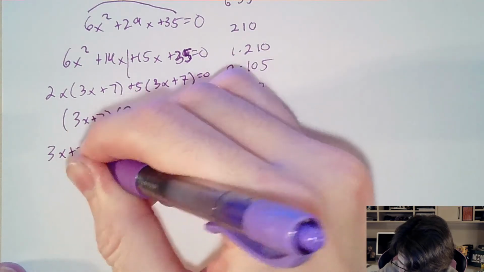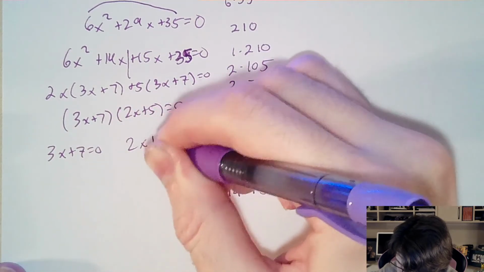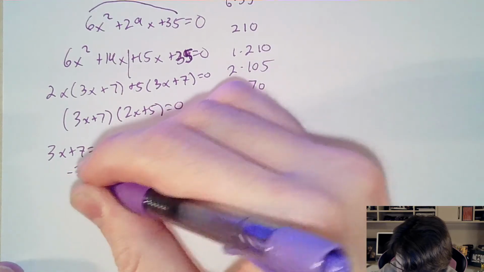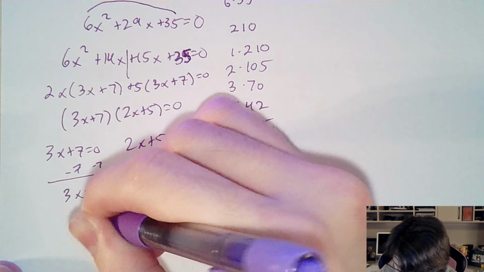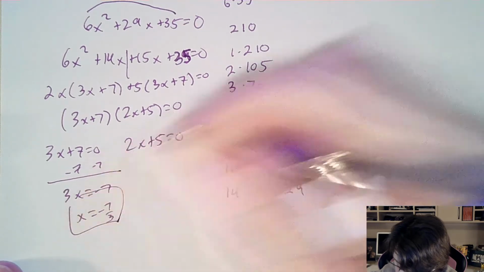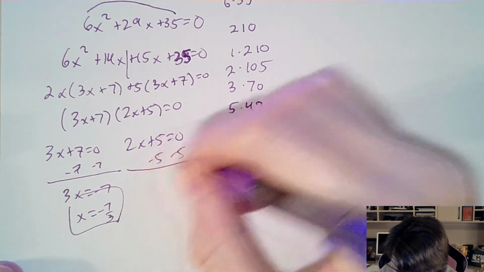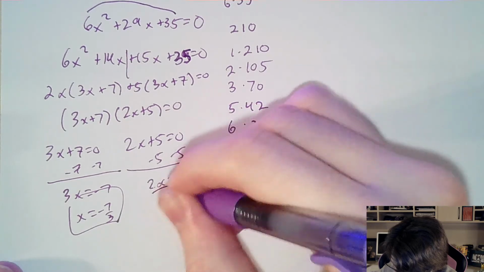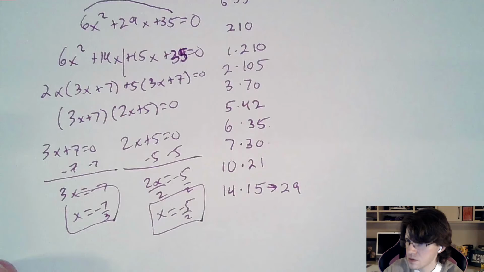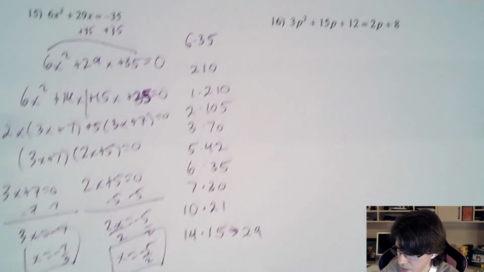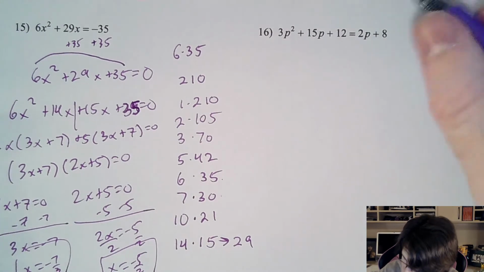So 3x plus 7 equals 0. 2x plus 5 equals 0. Subtract 7, 3x equals negative 7, or x equals negative 7 over 3. Subtract 5 on both sides, 2x equals negative 5. Divide both sides by 2, x is equal to negative 5 over 2. Easy enough. Number 16, last one. Hopefully it's not pain and suffering.